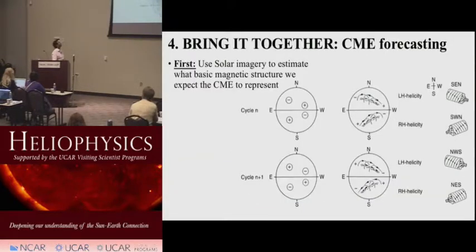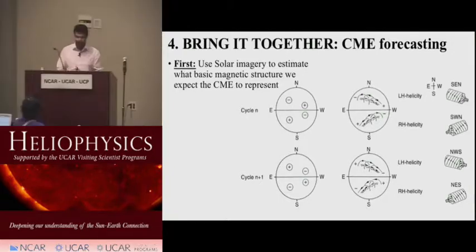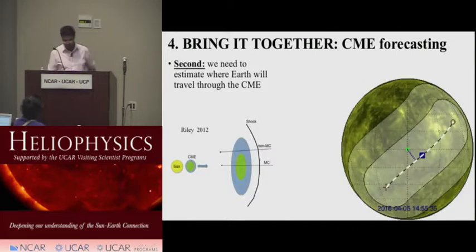So you have an idea of what its 1D structure is. So first, what you're going to do is you look at that solar imagery. You get a rough estimate of what its magnetic structure should be, depending on some underlying physics, its solar dynamo, or whatever, and what its leading edge polarity should be.